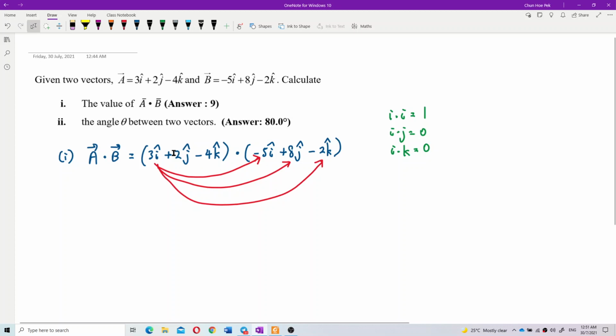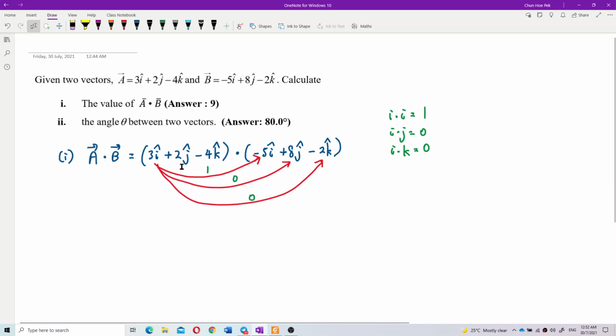But the thing is, when i multiplies with i, you get 1. When i multiplies with j or i multiplies with k, you get 0. You understand that? That's why we look for pairs. 3i multiplied with negative 5i, you will get something. But if you multiply 3i with 8j or with negative 2k, you get nothing, because it is multiplied by 0.